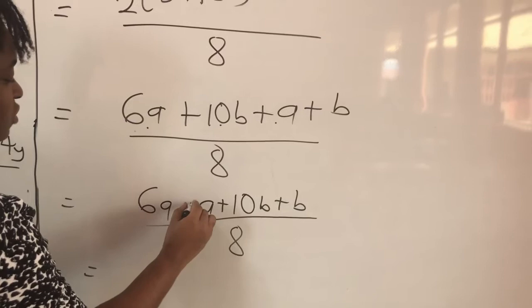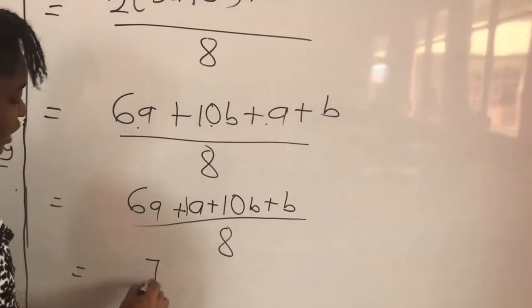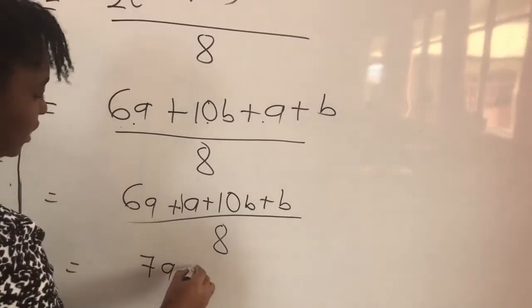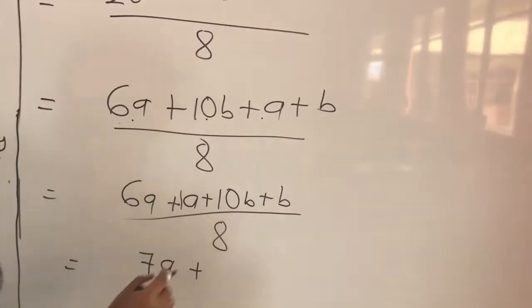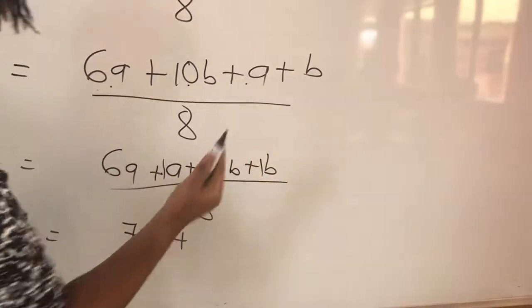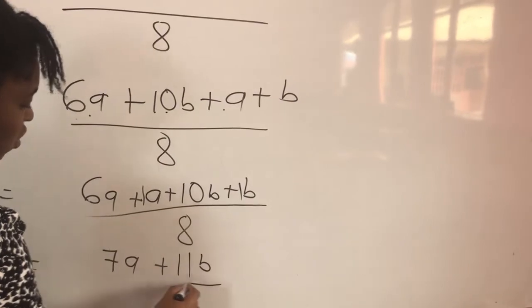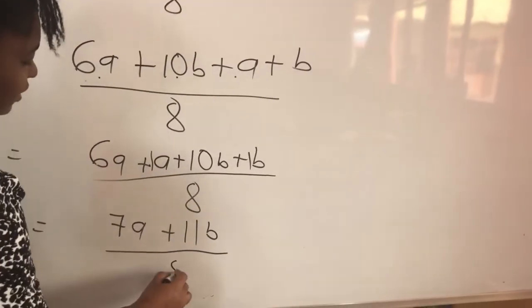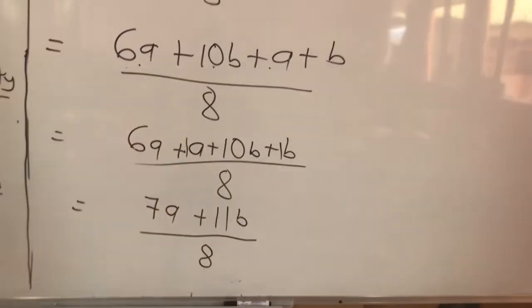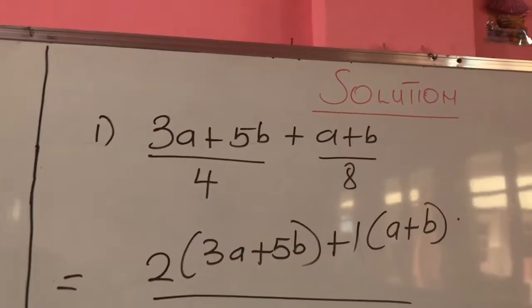6A plus A. Remember, there's an invisible 1 here. So 6 plus 1 is 7. So you have your 7A. Then you have your plus. There is an invisible 1 here, right? So 10 plus 1 is 11. Then your B. So 11B all over 8. So my cameraman is going to go through it so I can have a better view of the answer.